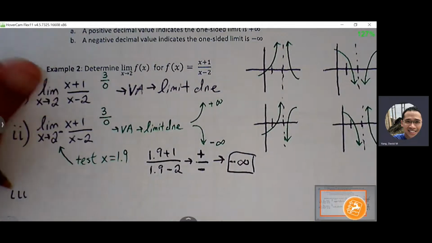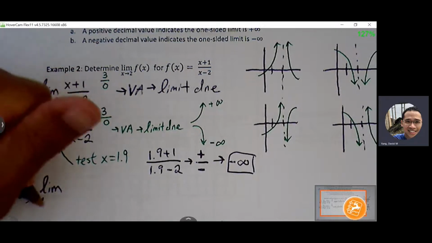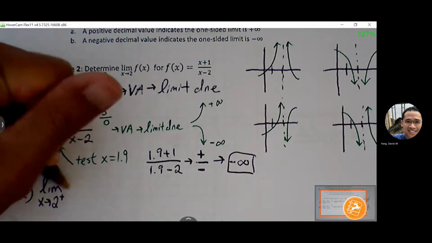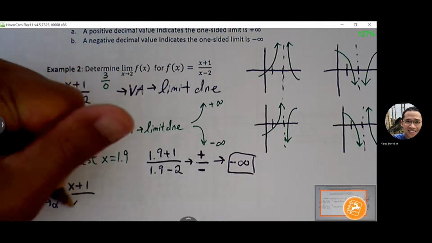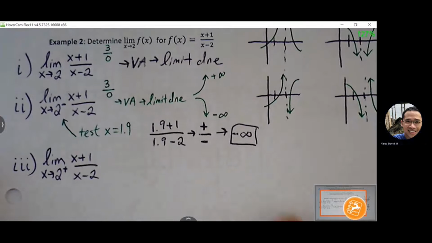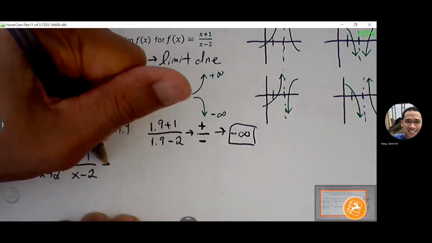Let me do a third variation. Now let's say the problem is saying limit as x approaches 2 from the right side of 2. Again, let's go through the steps as if we haven't seen any of the previous problems. Just to get into the habit, we're always going to insert the value first and gather information.